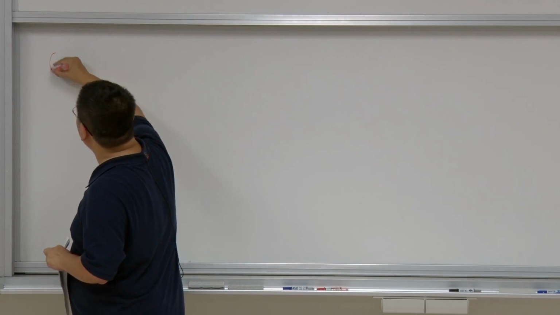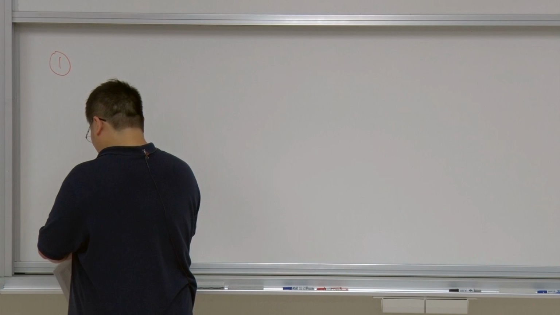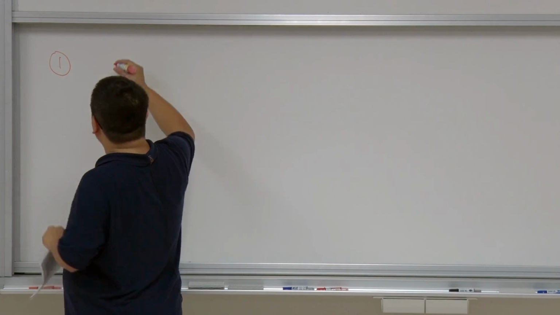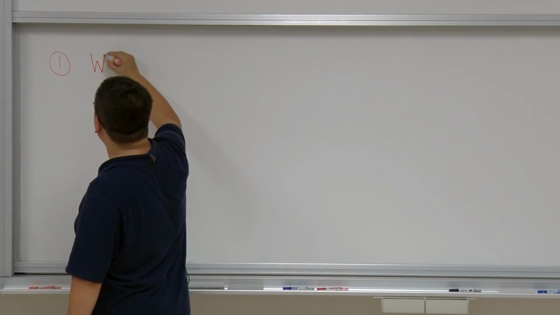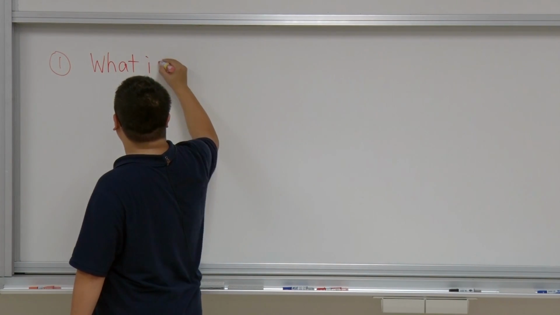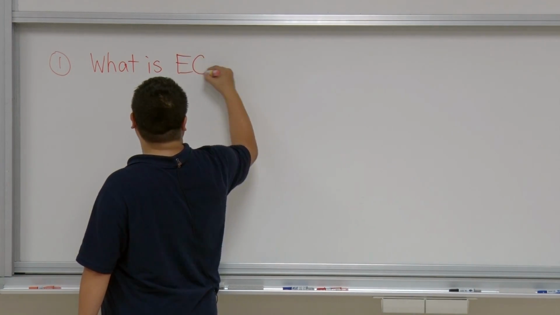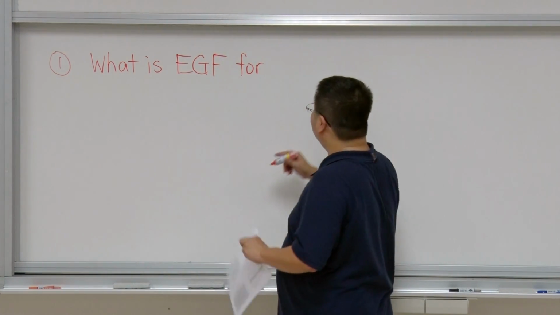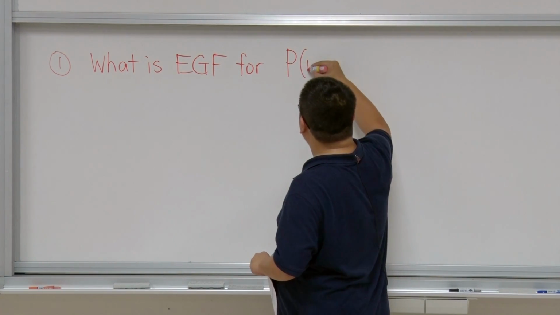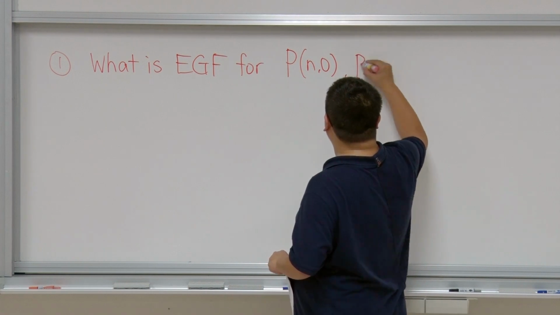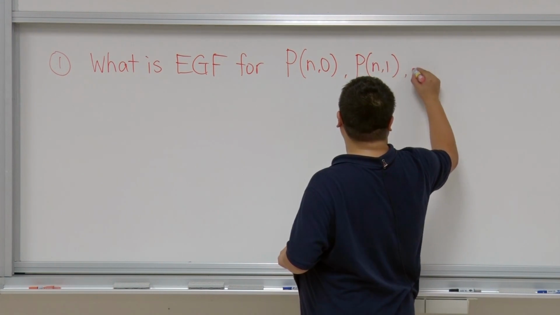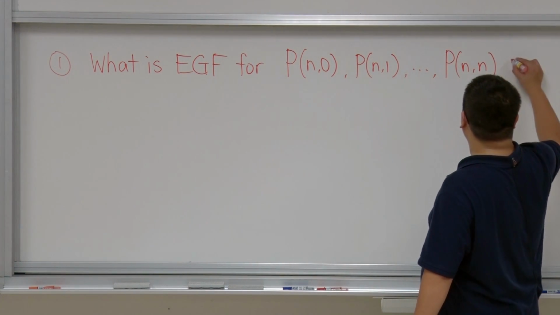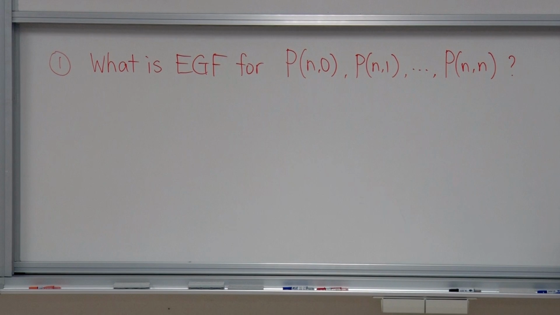Okay, so question number 1. So permutations, right? So let's do something like this. What is the EGF for Pn0, Pn1, up to Pnn? So this is the first question.